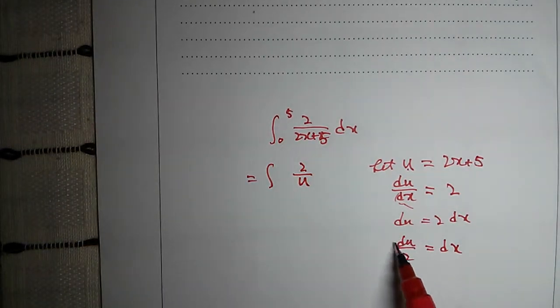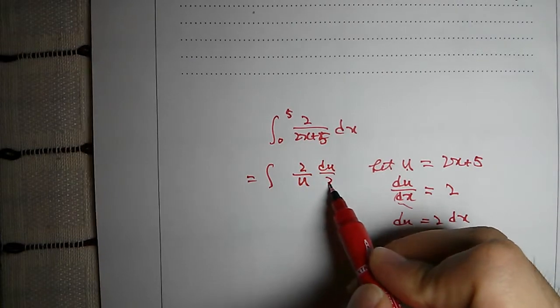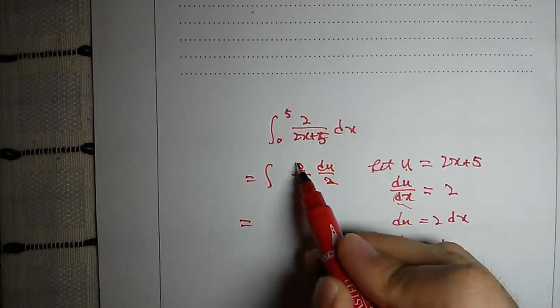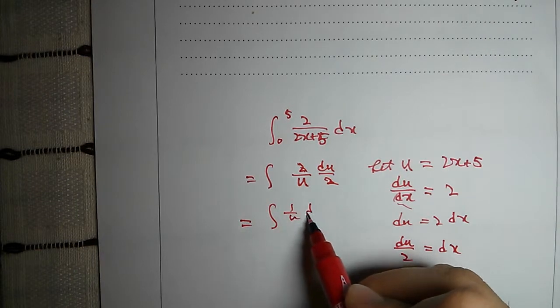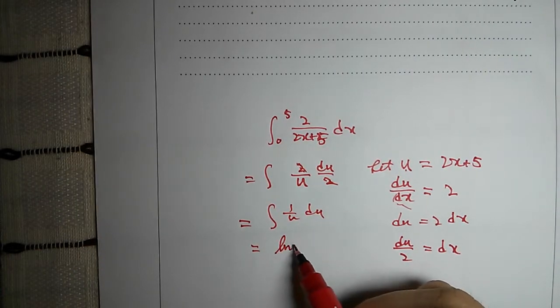Okay, dx is du over 2, and then the 2 is cancelled out. All you do is integrate u du. While integrating u gives ln u.